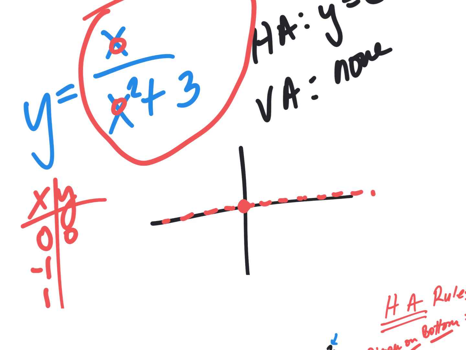But let's just get a few more points. When you put in -1, what do you get? -1 squared is 1, plus 3 is 4, -1/4.